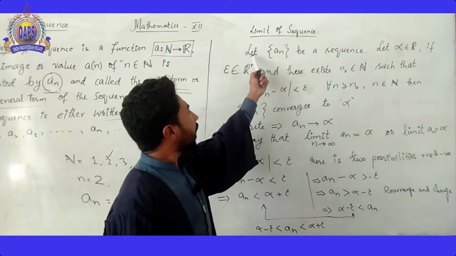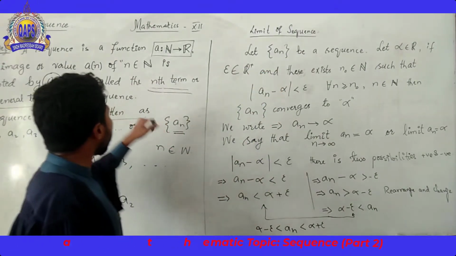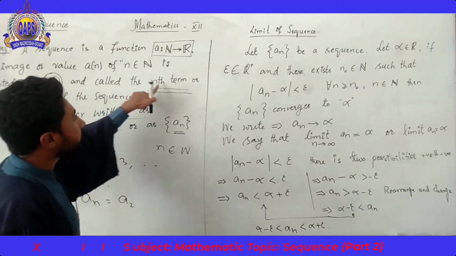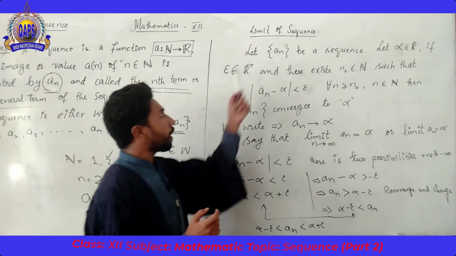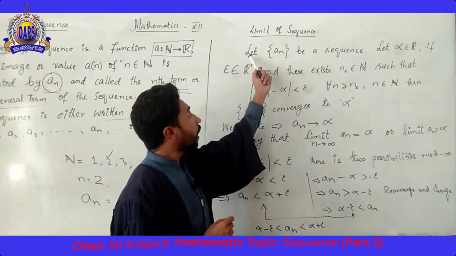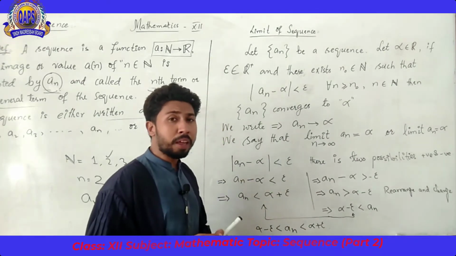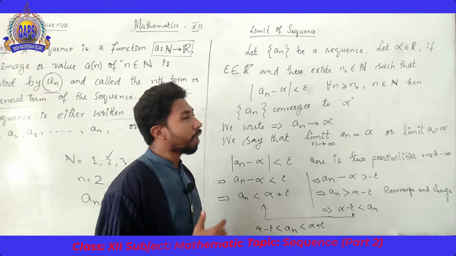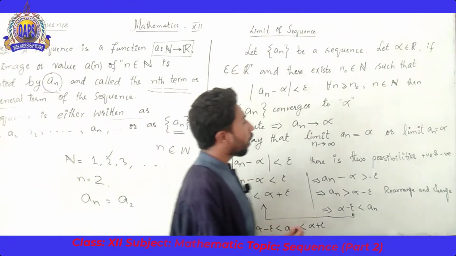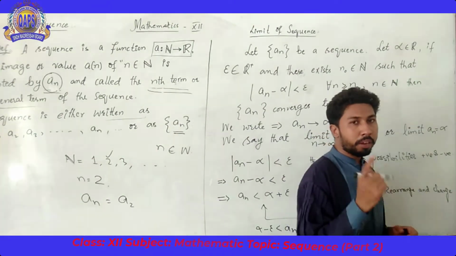So here, I already told you that a_n must be called the nth term or general term. So the definition of the limit of a sequence is: let a_n be a sequence, where a_n is the general term or nth term, and let alpha belong to the real numbers. There is a condition.